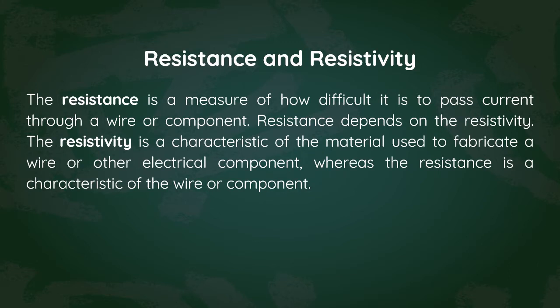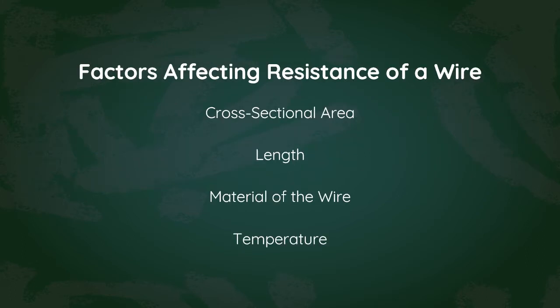So electrical resistance of the wire would be expected to be greater for a longer wire, less for a larger cross-sectional area, and will be expected to depend upon what type of material the wire is made up of. Now, those things are factors that can affect the resistance of a wire. So these are the following factors. Number one, we have cross-sectional area, length, material of the wire, and temperature.